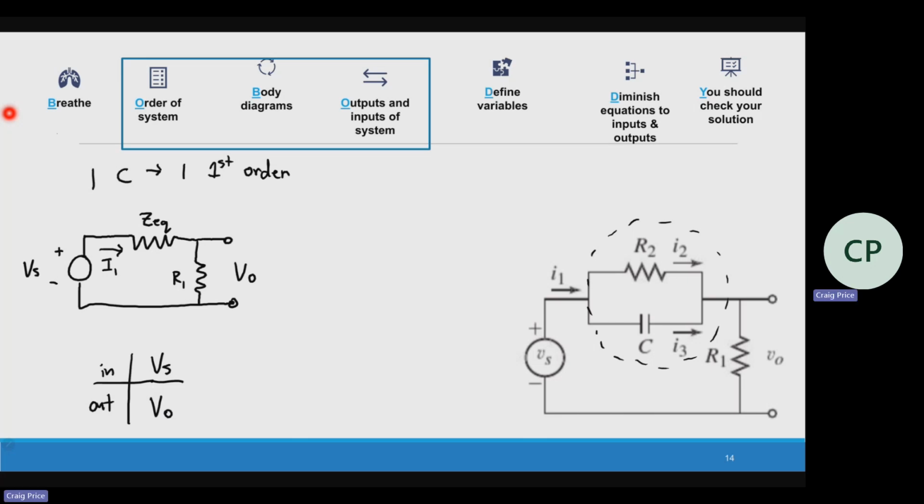Okay, so we've got the first 3 steps down. I forgot to breathe, but whatever. Now we're going to go on to our definition. So this is where we're going to use our equation sheet. We have to define this, and then we'll actually start putting together some KVLs, KCLs, just like the other method. Questions?